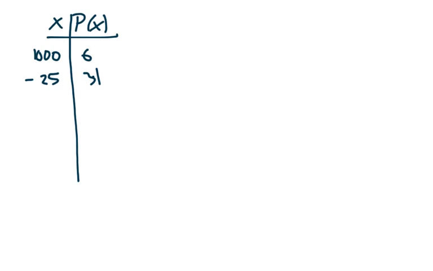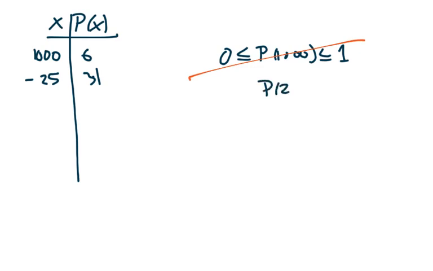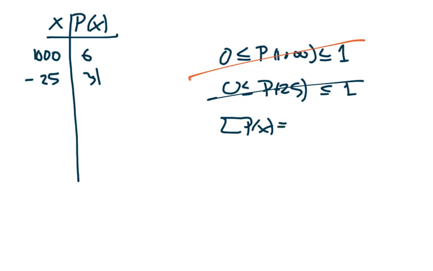Why isn't this a discrete probability distribution? Well, first of all, these definitely don't add up to 1. They add up to 37, and they're way bigger than 1 to start with. We need the probability of getting 1,000 to be between 0 and 1. It super isn't. We also need this probability, the probability of negative 25, to be between 0 and 1, and it also isn't. We also need the sum of the probabilities to be equal to 1, except that they're not, because the sum of the probabilities, again, is 37. So none of these conditions hold for this.